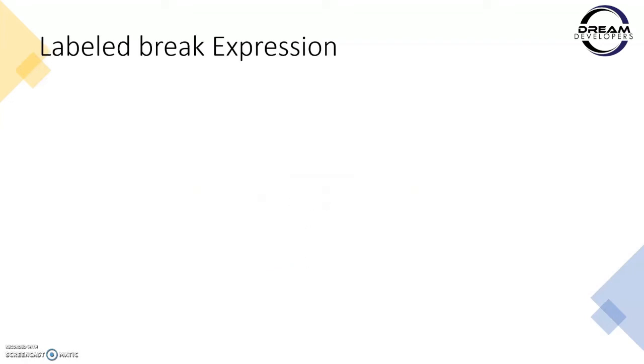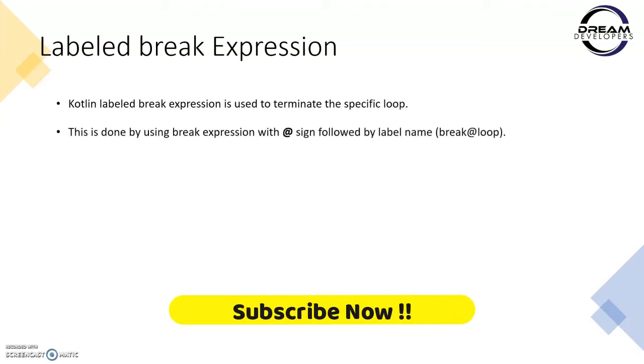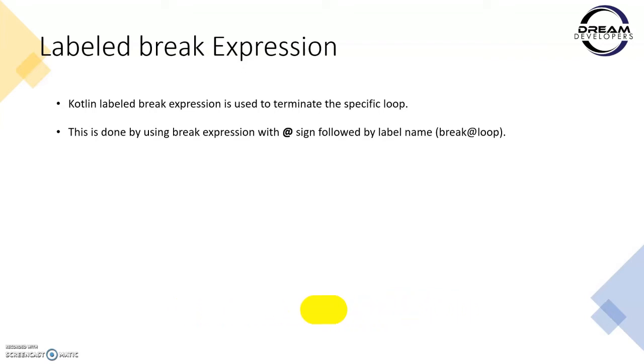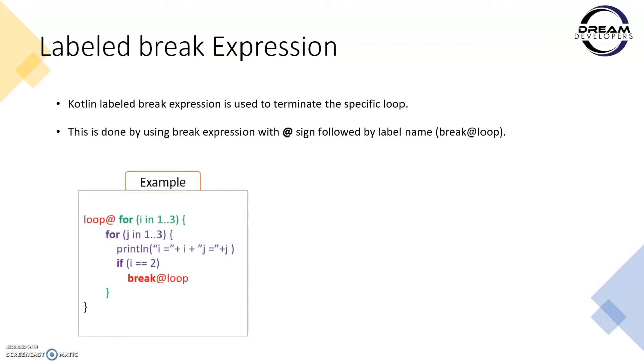So let's see labeled break expression. In Kotlin, labeled break expression is used to terminate the specific loop. This is done by using break expression with @ sign followed by label name like break@loop. Here break is a keyword and loop is a name of label. Now let's take an example of labeled break expression.